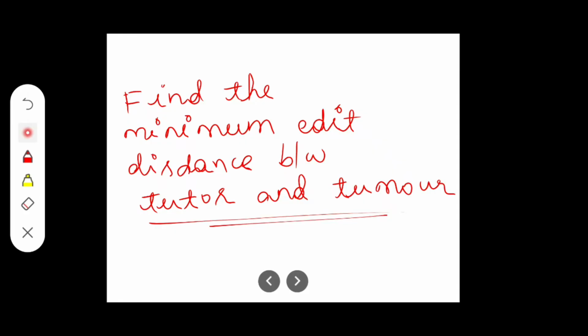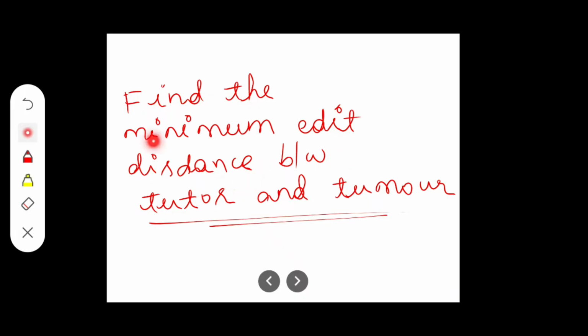So moving on to the next concept, that is finding the minimum edit distance between tutor and tumour. In the previous video I have explained what is minimum edit distance and what are all the steps and algorithm of the minimum edit distance. So if you have not watched it still, please go back and watch the video, and also I have mentioned the link in the description box. You can directly watch there itself.